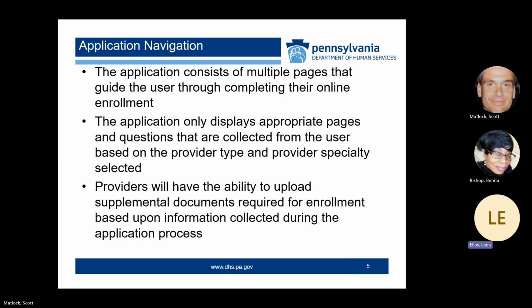Now, navigating the application. The application consists of multiple pages that will guide the user through completing their online enrollment. The application will only display appropriate pages and questions that are collected from the user based on the provider type and provider specialty that they've selected and they're enrolling as. Providers will have the ability to upload supplemental documents required for enrollment based upon information collected during the application process once the application has been completed.